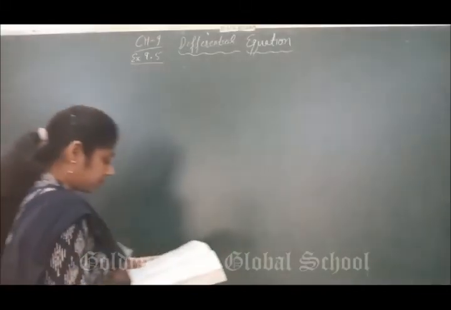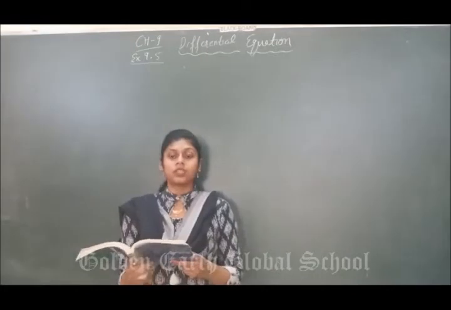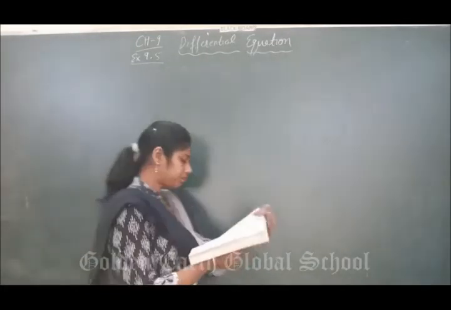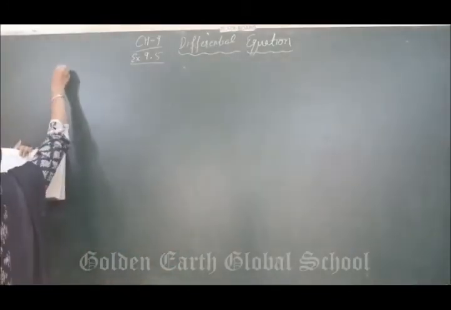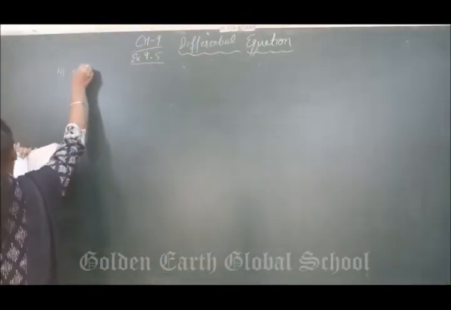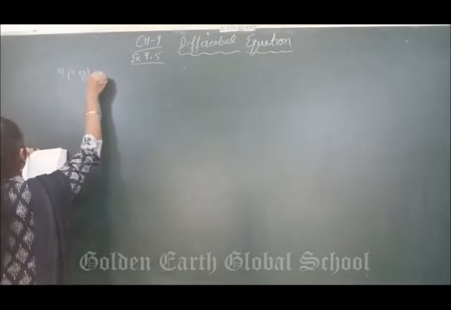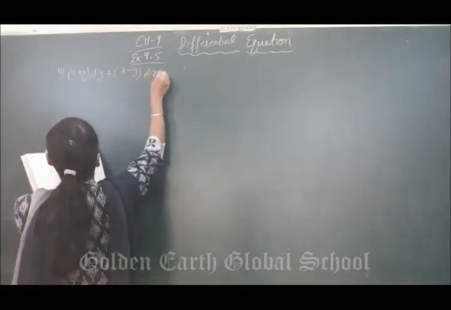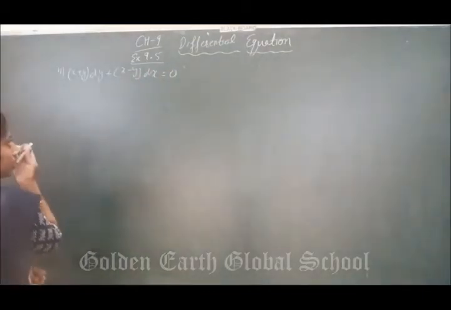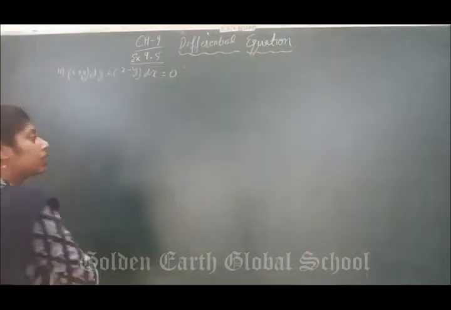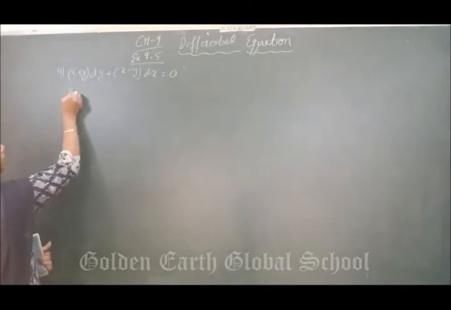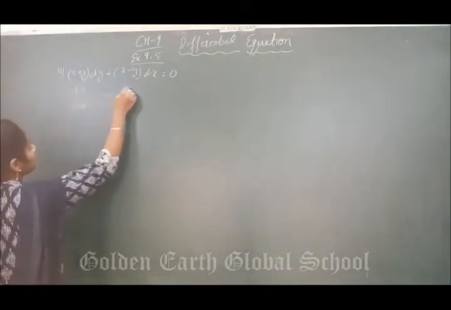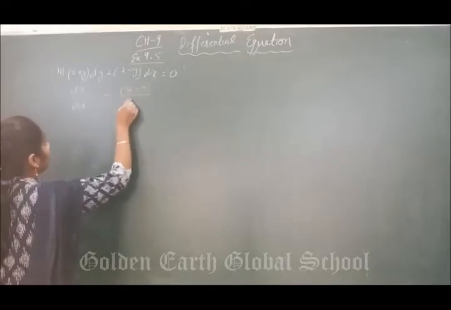Next, from question 11 onwards we have to find the particular solution with the given condition. First, the 11th question: (x + y) dy + (x − y) dx = 0. First of all, this is a homogeneous equation. Each term is of one degree. So dy/dx = −(x − y)/(x + y).